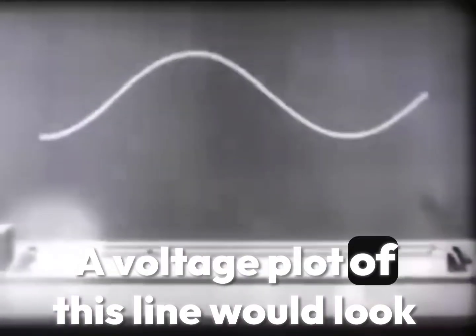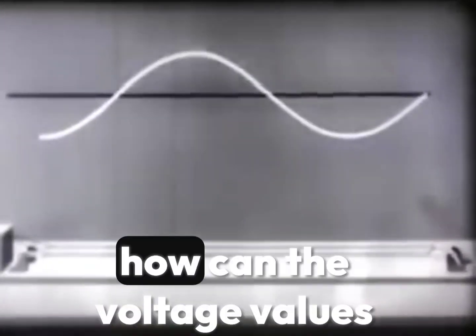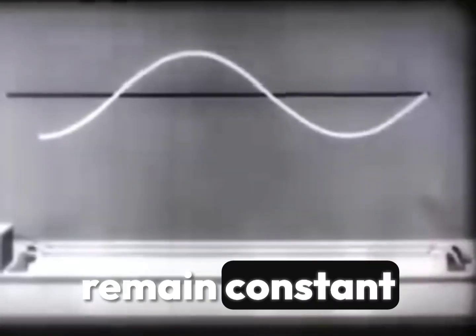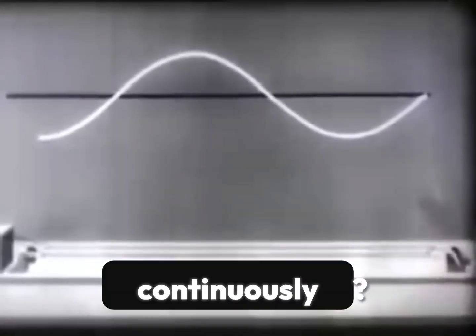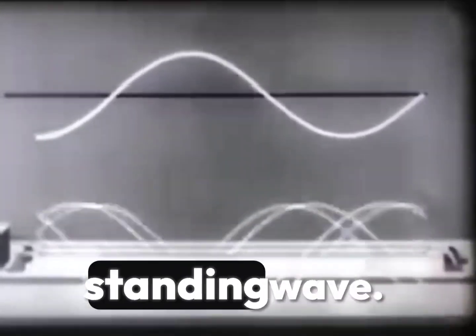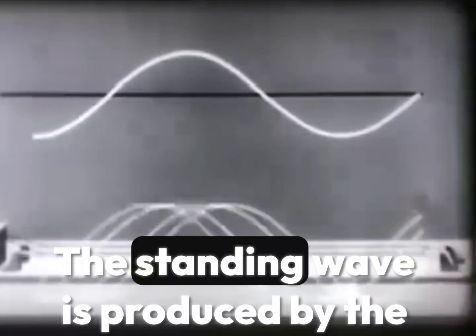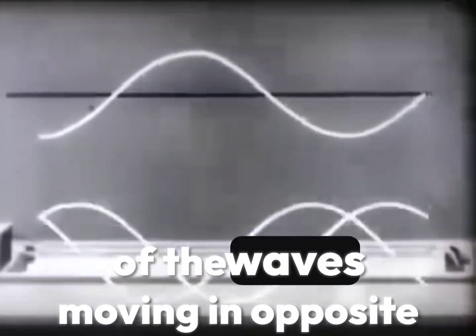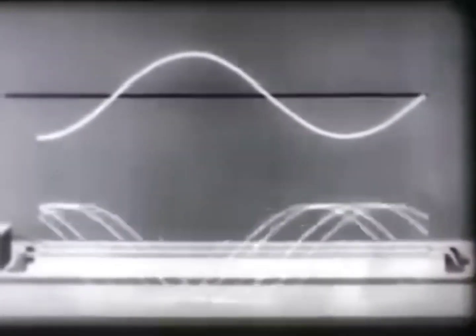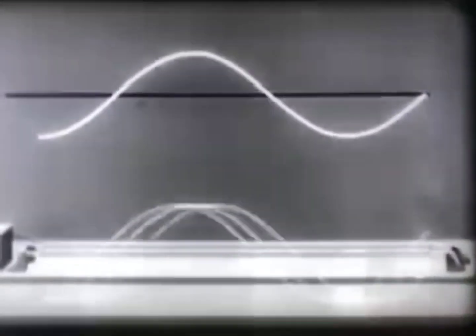A voltage plot of this line would look like this. But you may point out, how can the voltage values remain constant when the radio waves shift continuously? Well, it's the phenomenon of the standing wave. The standing wave is produced by the action of the waves moving in opposite directions. It is a very convenient miracle because it will stand still to be measured.